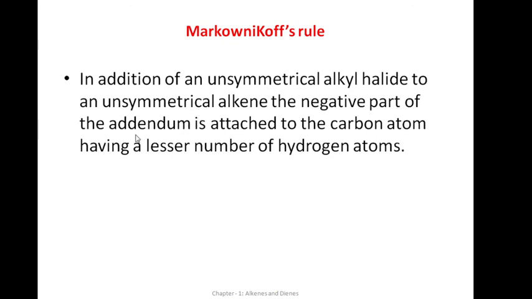The negative part of the addendum is attached to the carbon atom having less number of hydrogen atoms. So this can even be stated in terms of hydrogen. That is, in addition of an unsymmetrical reagent to an unsymmetrical alkene, the positive part of the addendum is attached to the carbon atom with more number of hydrogen atoms.